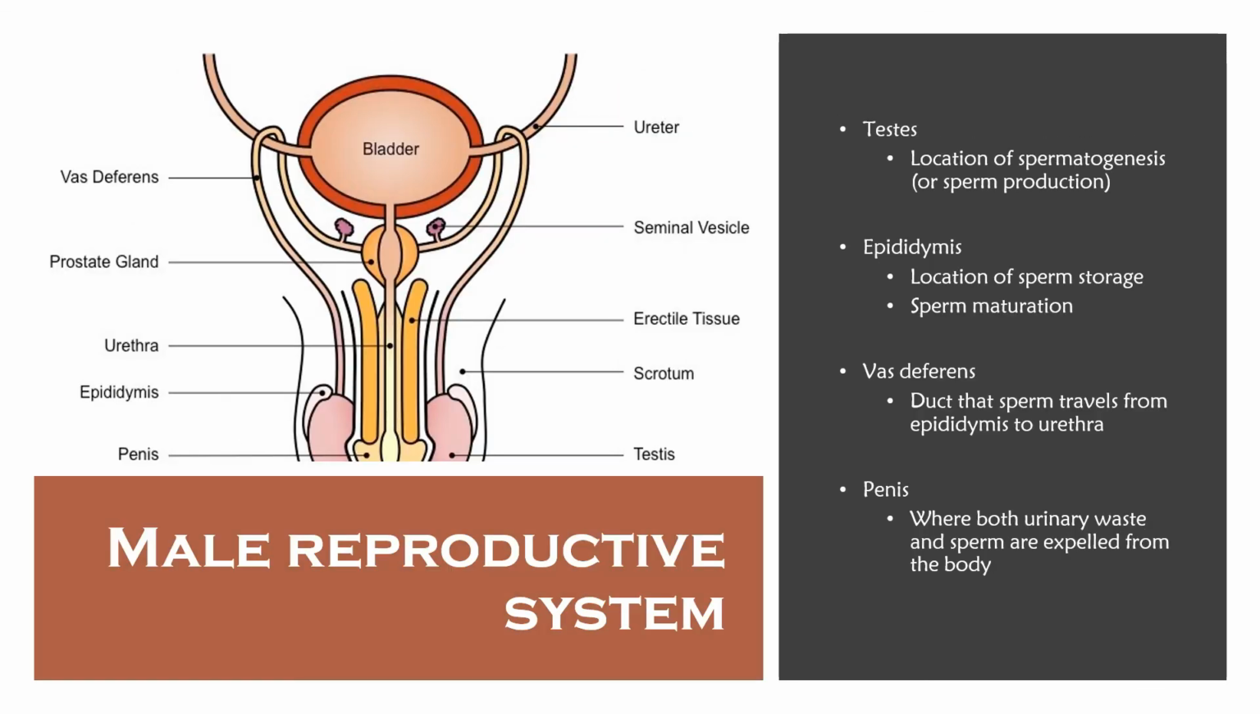The male reproductive system consists of the testes, which is the location of spermatogenesis, or sperm production. There's also the epididymis, which is the location of sperm storage, where the sperm mature. The vas deferens is the duct that sperm travels from the epididymis to the urethra. And the penis is where the urethra, right, is going to expel both urinary and reproductive products from the body.